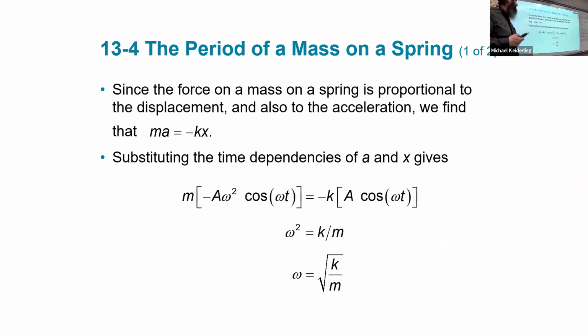So let's talk about the period of a mass on a spring. Since the force of a mass on a spring is proportional to the displacement, mass times acceleration will equal minus kx. So mass times minus A omega squared cosine omega t equals minus k times A cosine omega t. If we divide both sides by A cosine omega t, we get mass times minus omega squared equals minus k. So omega squared equals k over m.